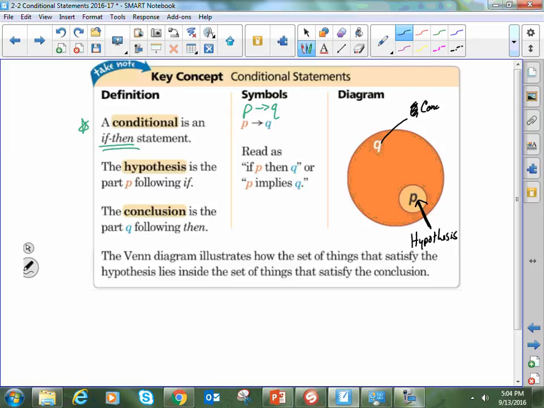Now the Venn diagram, the way that we would look at this is we'd say that the hypothesis is actually a subset of the conclusion, or we could say that the hypothesis is an element of the conclusion. Essentially what we're saying is that the hypothesis is going to be more specific, whereas the conclusion is going to give you a little bit more of a broadness to it. So there is the definition and the ways that we can represent a conditional statement.